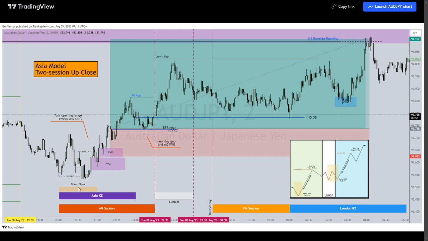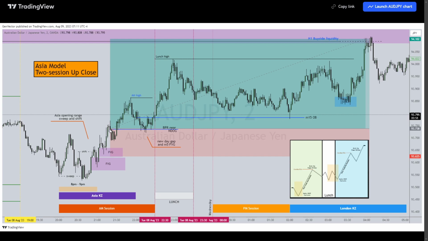We see from 8:30 to 9, price sweeps a low, displaces, has that first shift within the kill zone. That would be your first entry on a fair value gap. Second entry after this high is taken on a fair value gap, and third break above the high. Still within the kill zone.